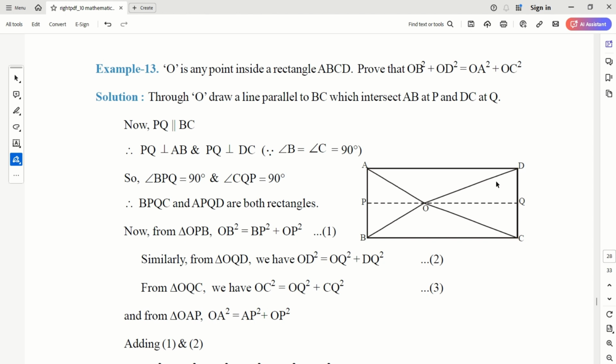You draw a parallel line. So that means this PQ bisects this into right angle triangles, each one into two right angle triangles. AOB and DOC. With that, we can just apply Pythagorean theorem here. You will get the required answer basically.